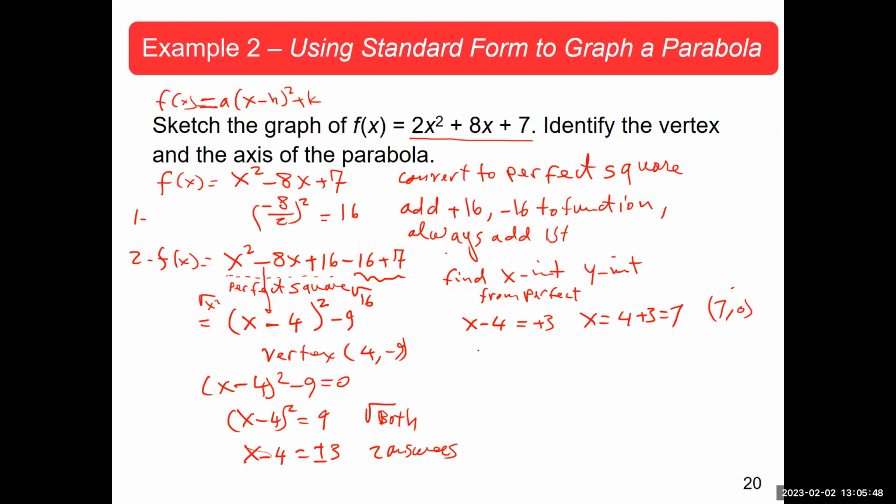Okay, the second one, x minus 4 equals negative 3. So x is equal to 4 minus 3, which equals 1. So 1 comma 0. That's my x-intercept.